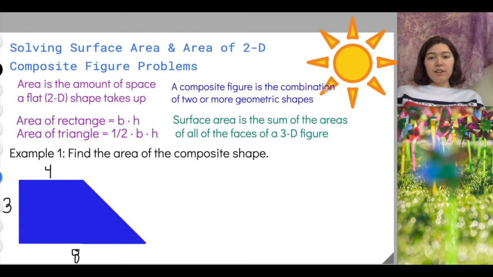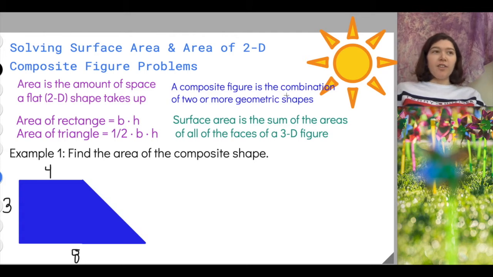So composite figures are geometric figures that are a combination of 2 or more shapes. So if you put a triangle and a square together, or a circle and a triangle together, and you try to find the area. And then we have surface area.